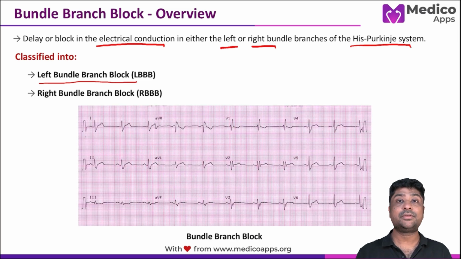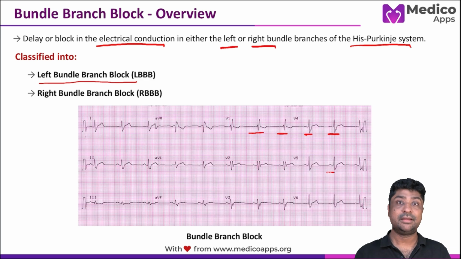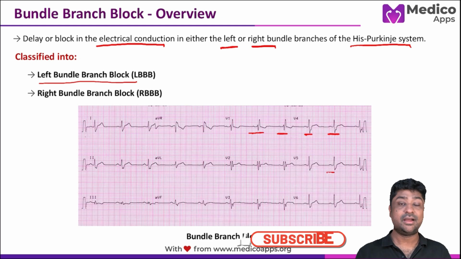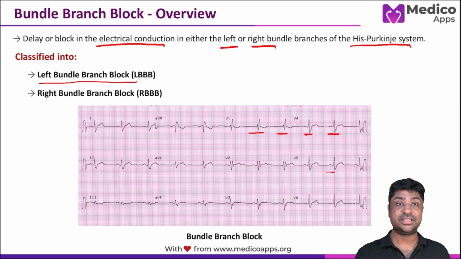This ECG strip shows characteristic changes seen in bundle branch blocks. Notice the widened QRS complexes, greater than 120 milliseconds, indicating delayed ventricular depolarization. In LBBB, we often see broad, notched R waves in lateral leads like lead 1, V5, and V6. In contrast, RBBB typically shows an RSR' pattern, rabbit ears, in V1 and a wide S wave in lead 1 and V6. This is very important and a classic MCQ favorite.